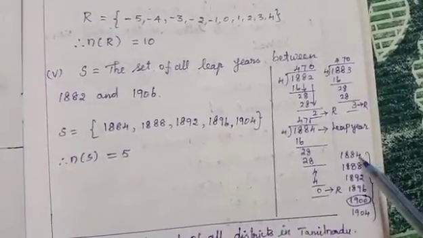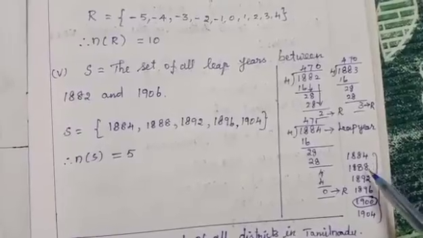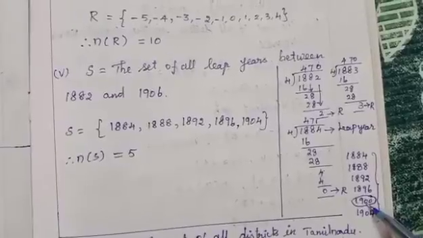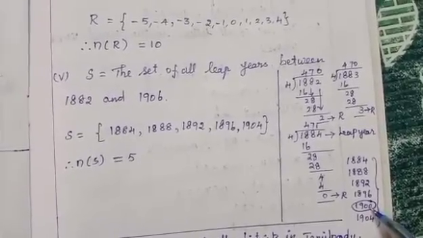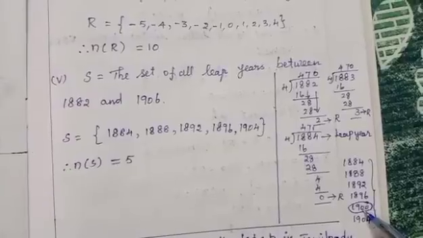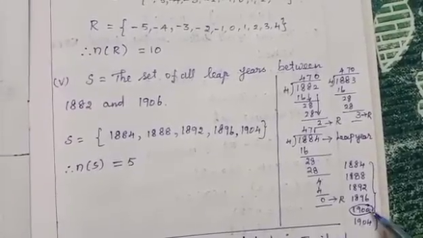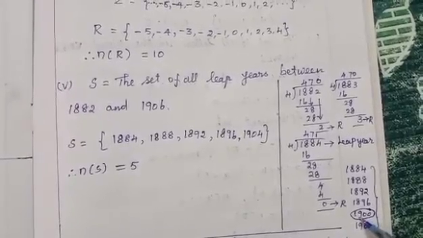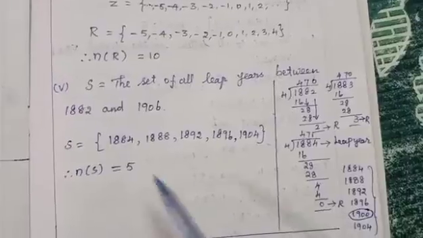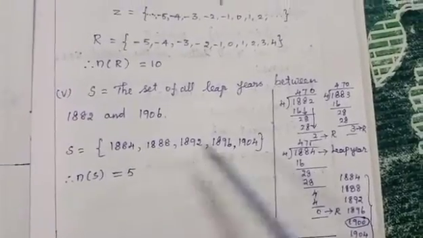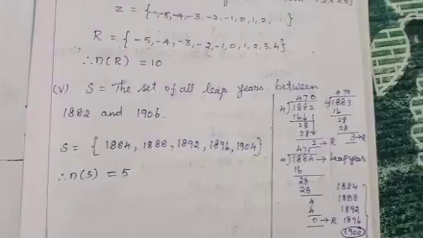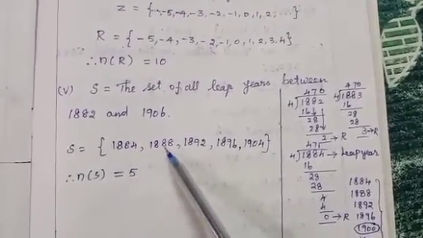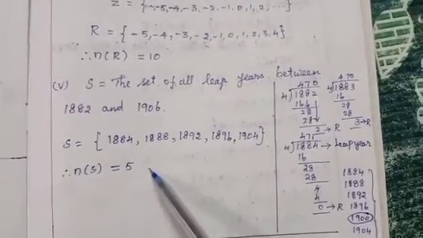So you have to take and write: 1884, 1888, 1892, 1896. The 19th century year is exactly divisible by 4, but it is not considered a leap year. All century years are not leap years. That is, the 18th century and 17th century years are not leap years. So you write 1884, 1888, 1892, 1896, 1904. So n of S is equal to 1, 2, 3, 4, 5. n of S is equal to 5.